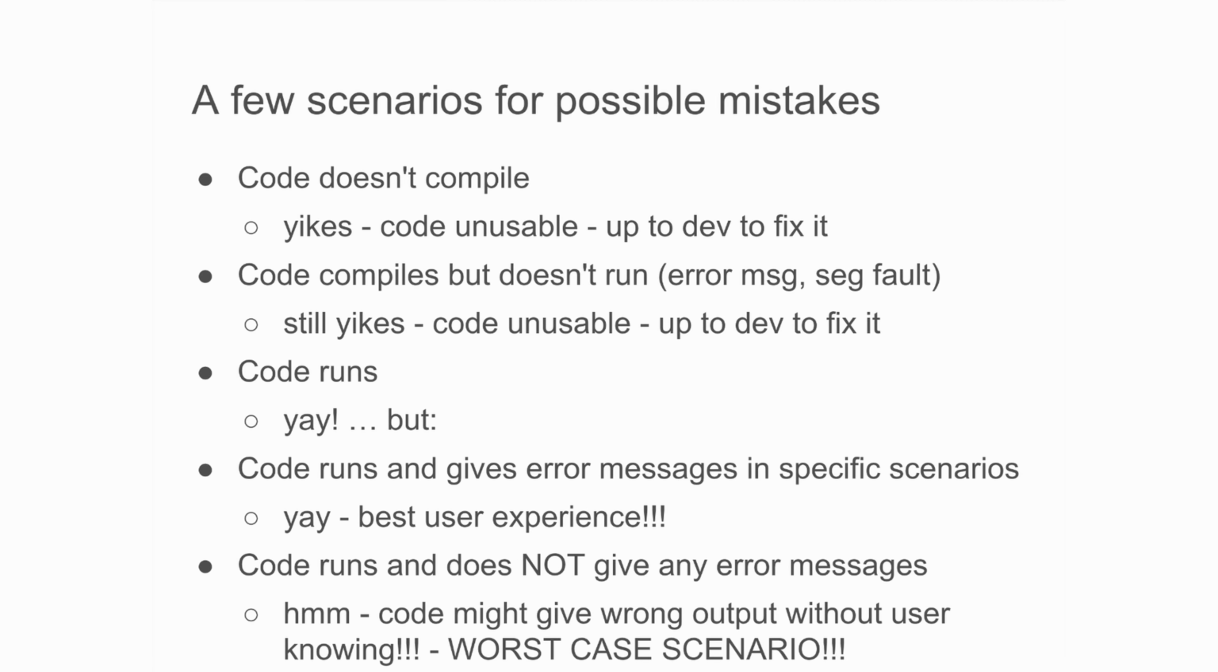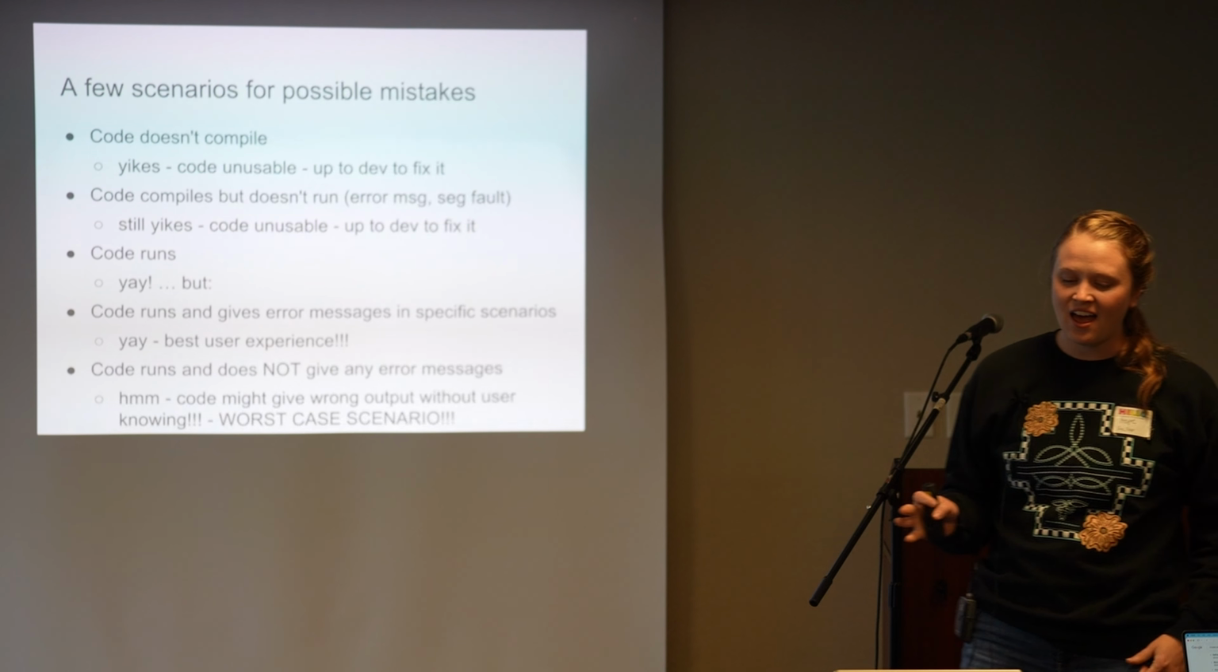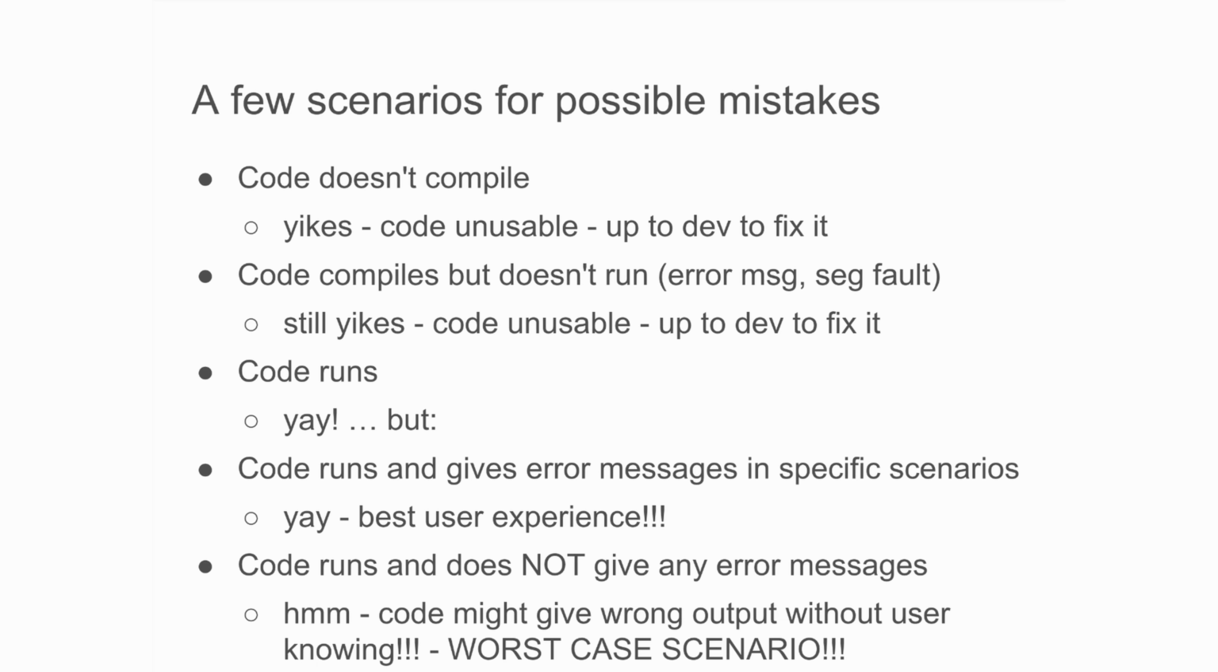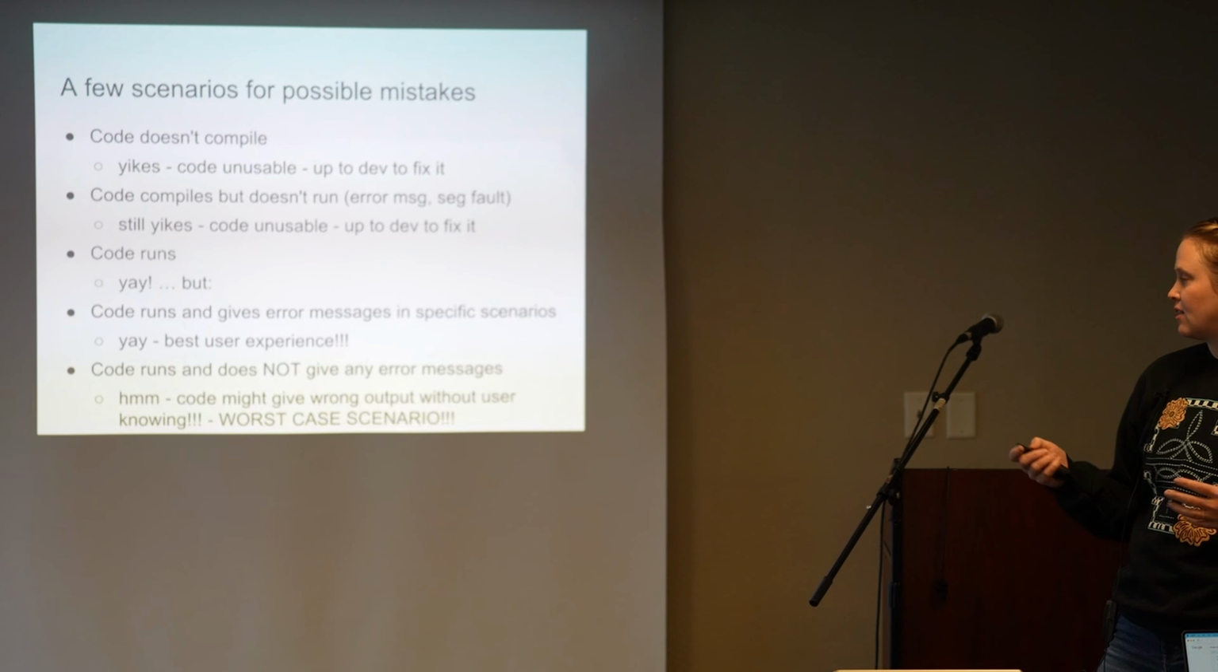Maybe your code runs, and you're like, done. But maybe it's running and it gives some error message when there are specific scenarios or specific inputs that are used. And this is kind of the best case scenario, that it runs when you're expecting it to run, and if there's an incorrect input or something, it gives an error message and lets you know that that's not working. Versus the last thing, which is the code runs, it doesn't give any error message, but it's actually giving you the wrong output. And this is the worst case scenario.